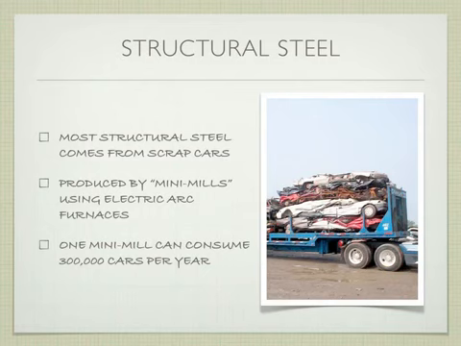So they're produced by what are called mini mills, using an electric arc furnace to melt the steel down, which they can then reuse. Mini mills are nowhere near something so small you could put it in the back of your pickup truck. A mini mill is actually really large. So just because it's called mini, don't think small size. A mini mill can consume up to 300,000 cars per year. That's a lot of cars, okay?